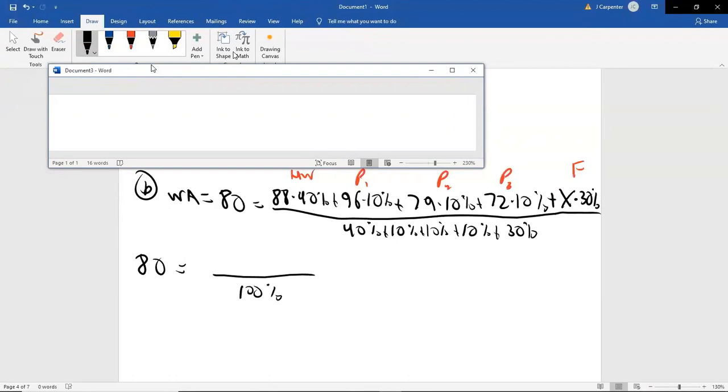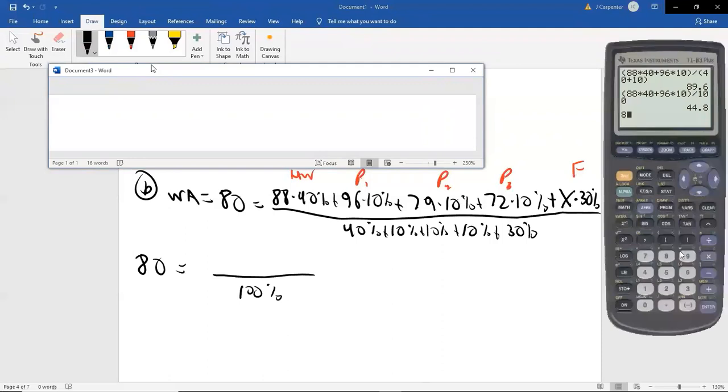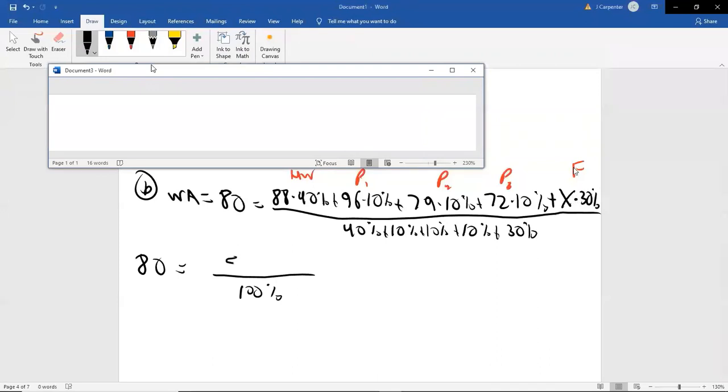And then the top, the 88 times the 40, let's show what all that stuff is going to be. 88 times 40 plus 96 times 10 plus 79 times 10 plus 72 times 10. Let me check my numbers. 88, 40%, 96, 10%, 79, 10%, 72, 10%. Now I don't add up the X part because it's not a like term. So that's 5990. But then we still have the plus the 30% times the X.